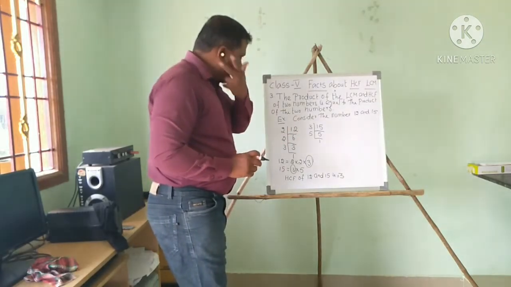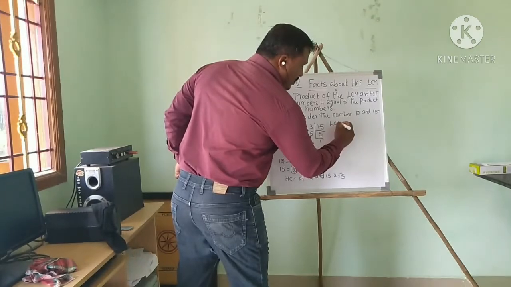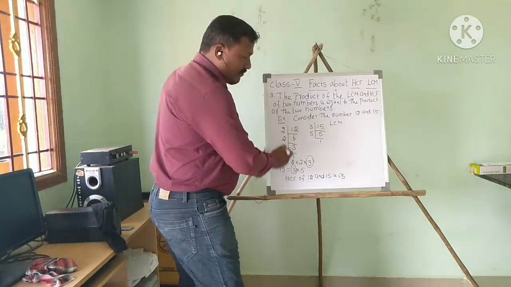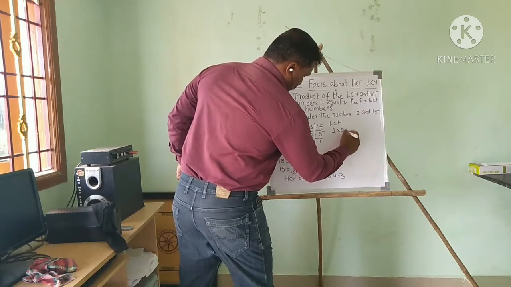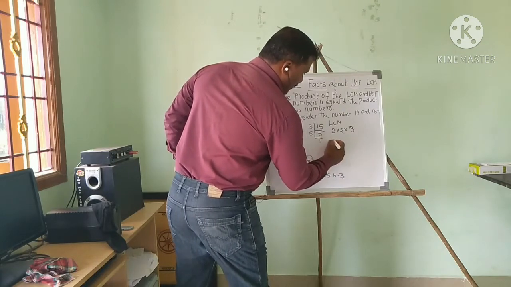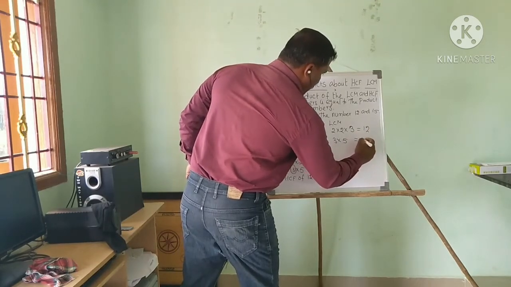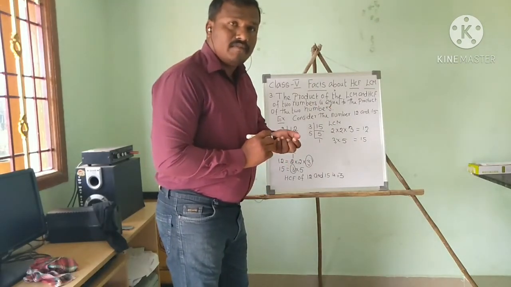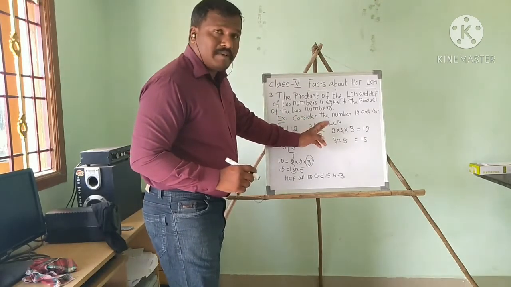So first I am going to find the LCM. I will collect the factors of these two numbers. So first 2 into 2 into 3, then here 3 into 5. So these are the factors of 12 and 15. Here now we want to pull out the common, that means the least factors.